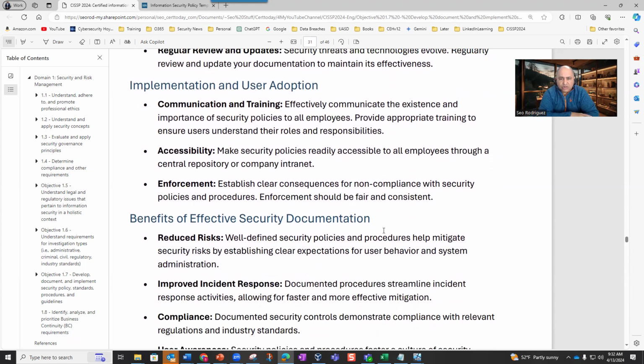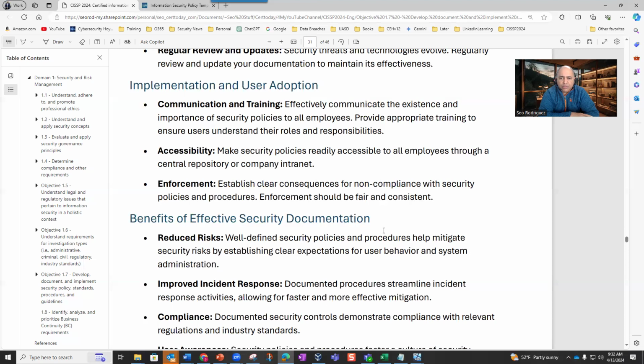Implementation and user adoption. Effectively communicate the existence and importance of security policies to all employees. Provide appropriate training to ensure users understand their roles and responsibilities.